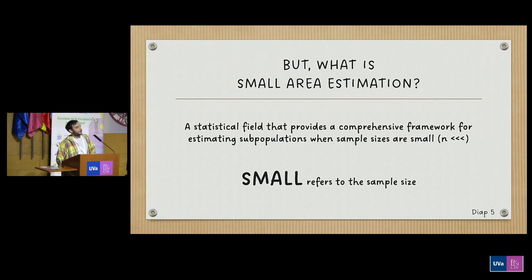So, what is small area estimation? It's a statistical field that provides a comprehensive framework for estimating subpopulations when sample sizes are small. So basically, it's a set of methods to estimate subpopulations. And it's important to know that small refers to the sample size and not necessarily to a surface area.